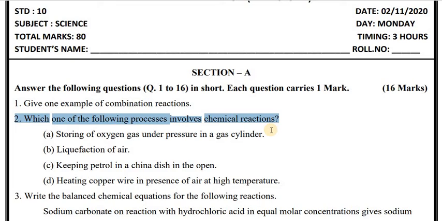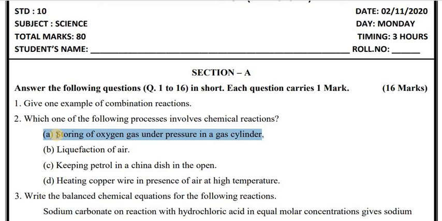So on that basis, we have to write down the answer. We have to find out which one of the following processes involves a chemical reaction. The first one is storing of oxygen gas under pressure in a gas cylinder. Here pressure is applied on oxygen gas to store it in a gas cylinder. There is no new substance formed, so option A is a physical change, or you can say a physical reaction.